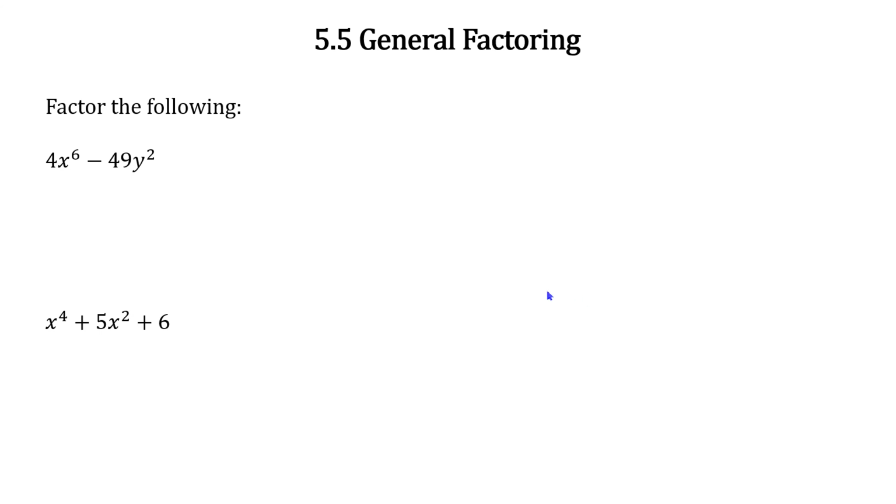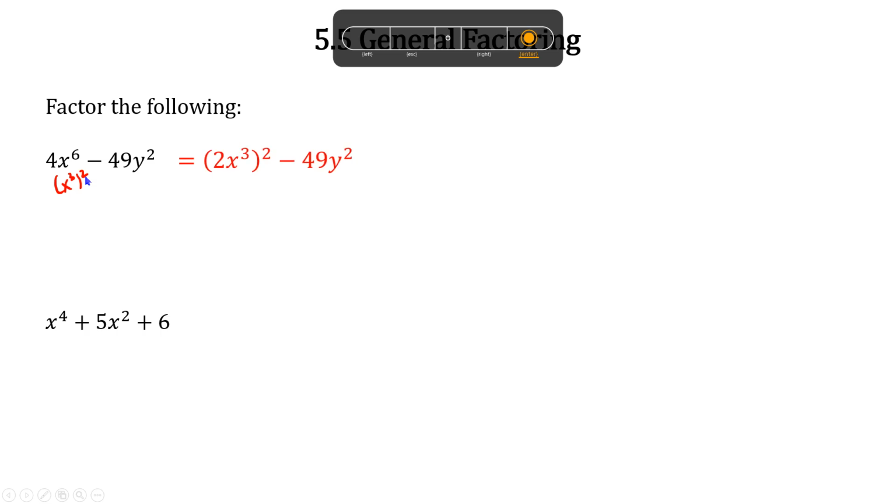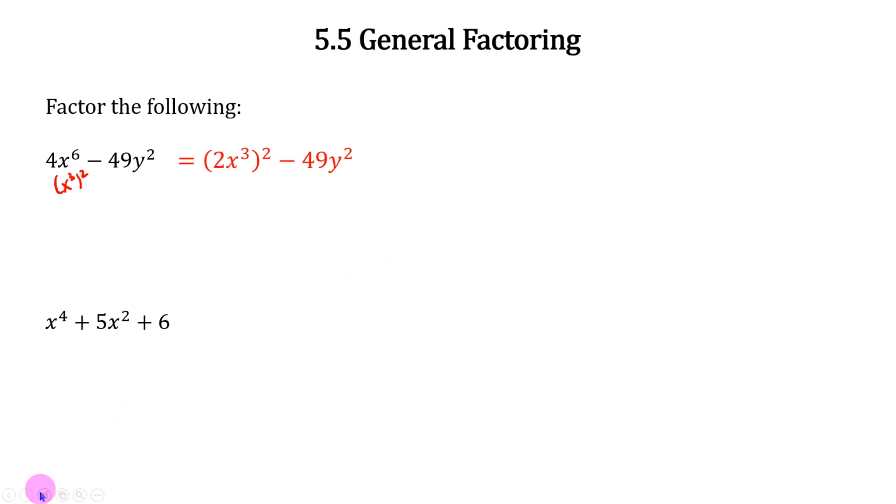Okay, now we're going to do some general factoring here that's a little bit different. So we look here, and I can't factor anything out. I see two perfect squares in 4, 49, and y squared, but we can turn x to the 6th into a perfect square. x to the 6th is the same as x to the 3rd squared. Erase that, so it's going to come up here second.